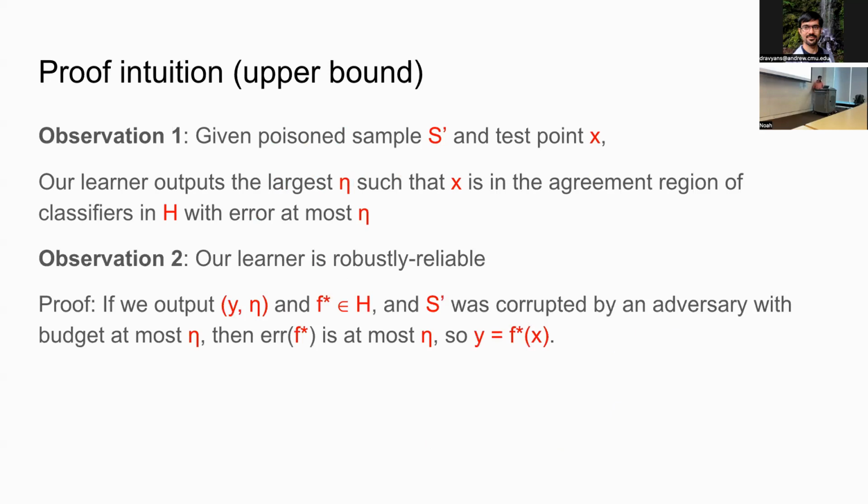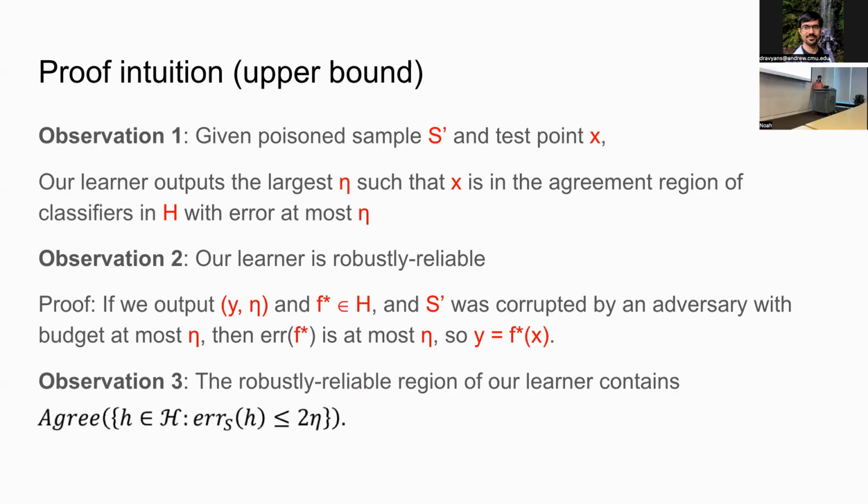So using this observation, we can conclude that if we output Y, and the concept belongs to H, and S prime was corrupted by an adversary with budget at most eta, then the error of F star is at most eta, because the corruption was at most eta and F star was assumed to be perfect on the uncorrupted sample. And since X lies in the agreement region of classifiers with error at most eta, it must also agree with the correct target hypothesis F star, and that's why Y must equal F star.